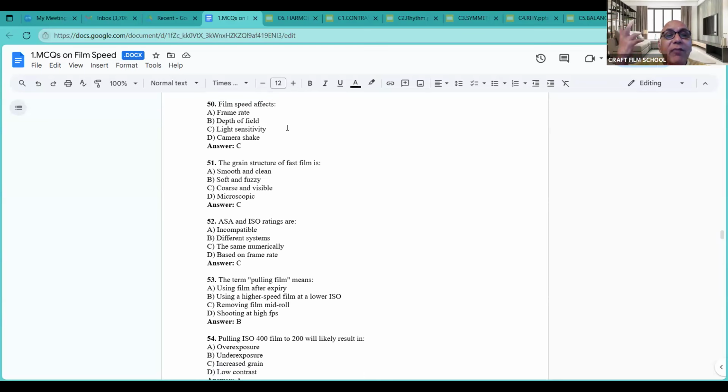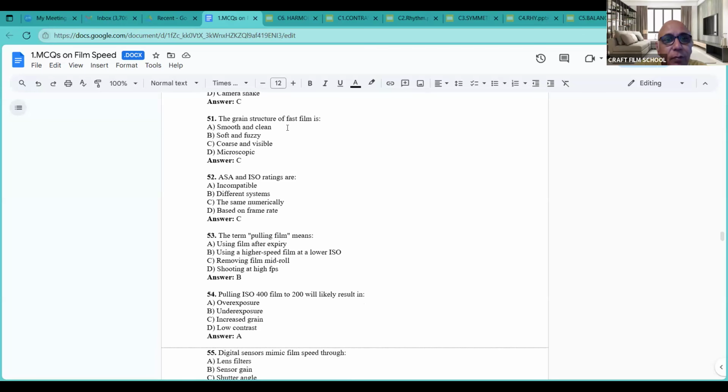No, that is the camera. I will decide 24 or 48 frame. Depth of field? No. Light sensitivity? Yes, it is always connected. See, all these permutation combinations are being given to you so that you do not become confused. Remain focused that film speed has to do with this. And how they can confuse you, these are the various permutations and possible combinations.